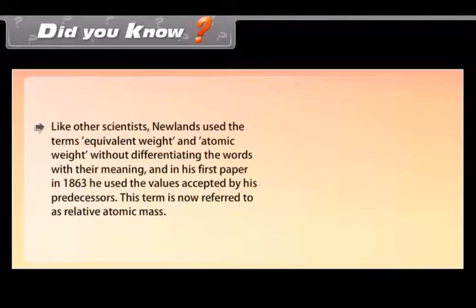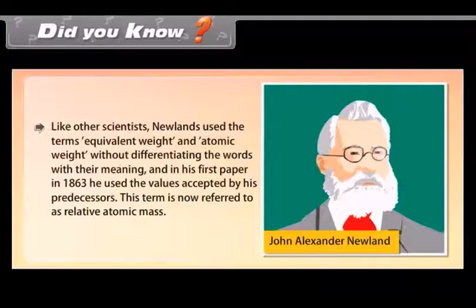Did you know? Like other scientists, Newlands used the terms equivalent weight and atomic weight without differentiating between their meanings, and in his first paper in 1863, he used the values accepted by his predecessors. This term is now referred to as relative atomic mass.